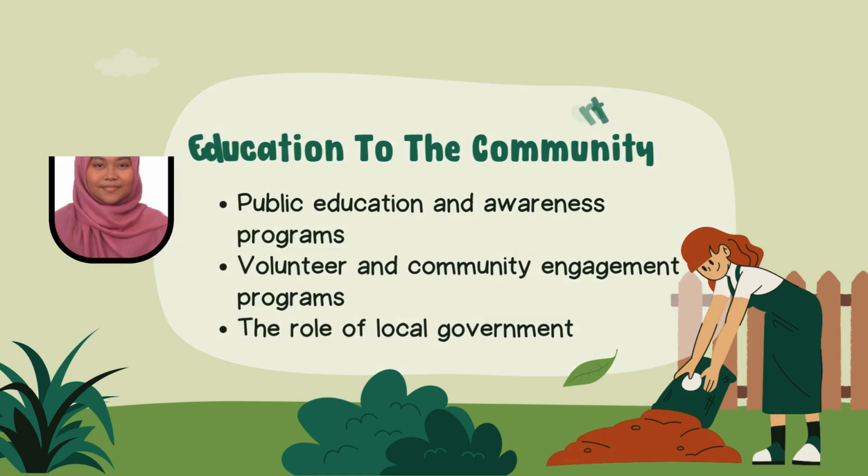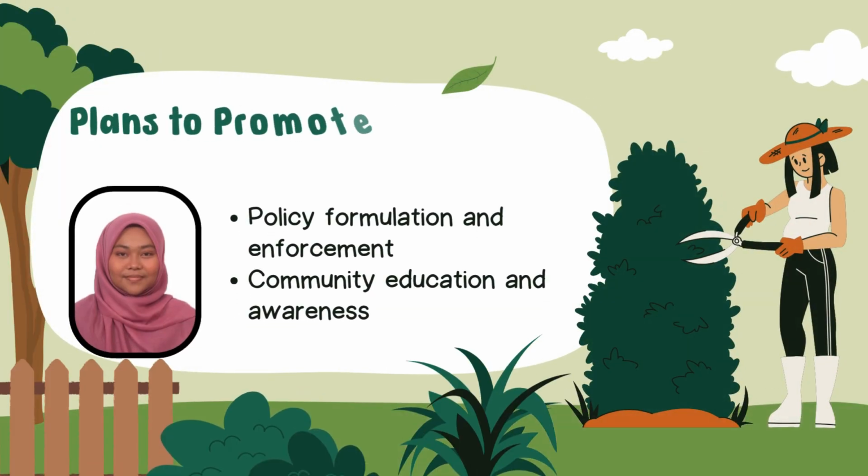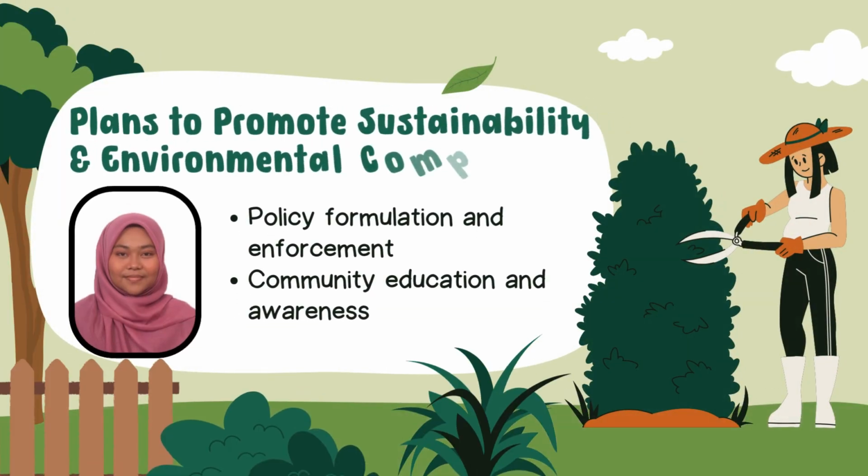Last but not least are plans to promote sustainability and environmental compliance. First and foremost is compliance and enforcement. Establish a strict monitoring system such as environmental audits and fines for violations of the law, for example, penalties for companies that dump toxic waste into rivers.